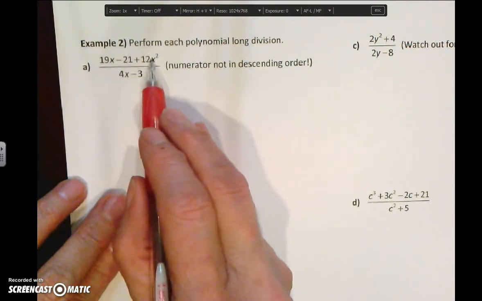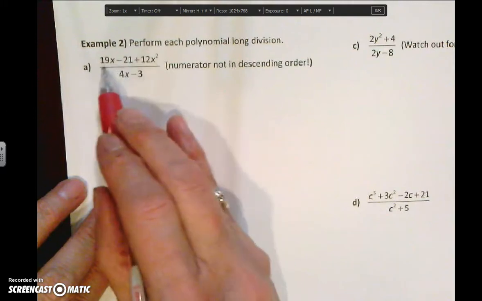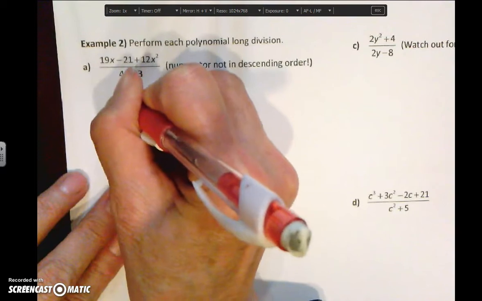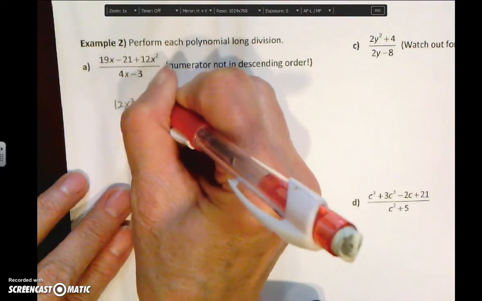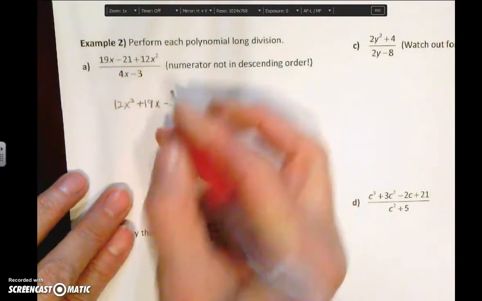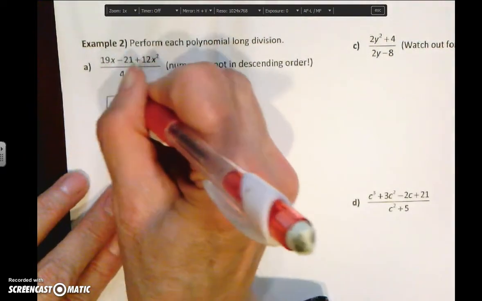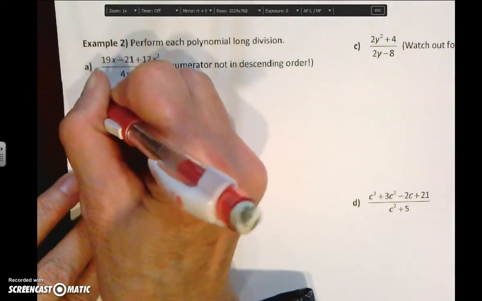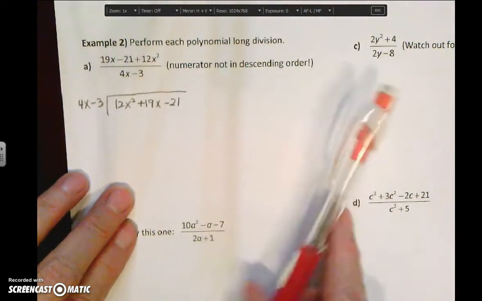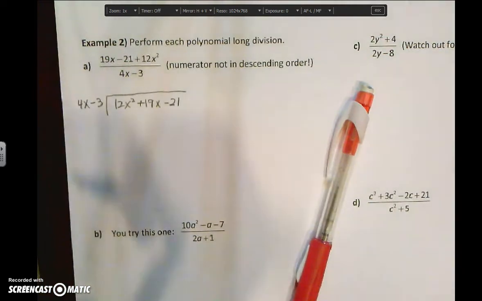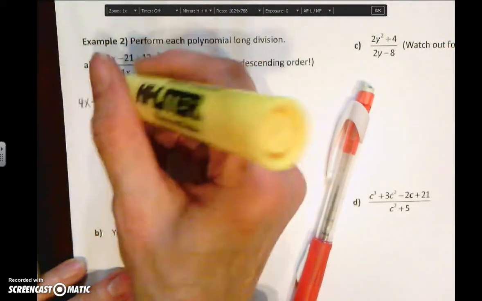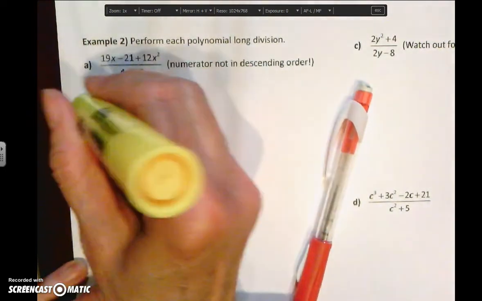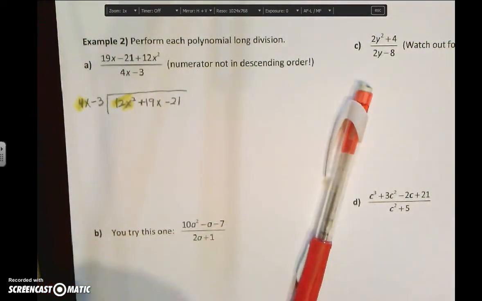Notice that this numerator is not in descending order. So when I write it, I'm going to write 12x squared first, and then a plus 19x and minus 21. So put it in descending order inside the bracket, and then we're going to divide by 4x minus 3. So when we do our division, we're going to divide the first term in the dividend, which is this, by the first term in the divisor, which is that.